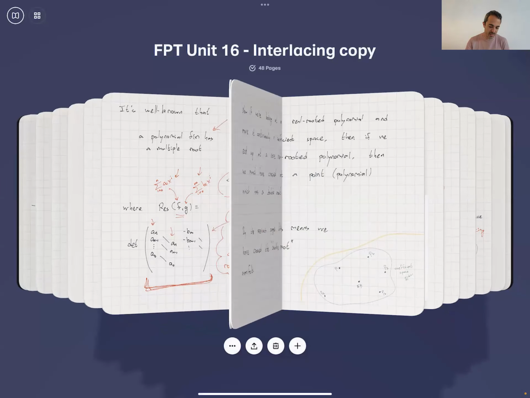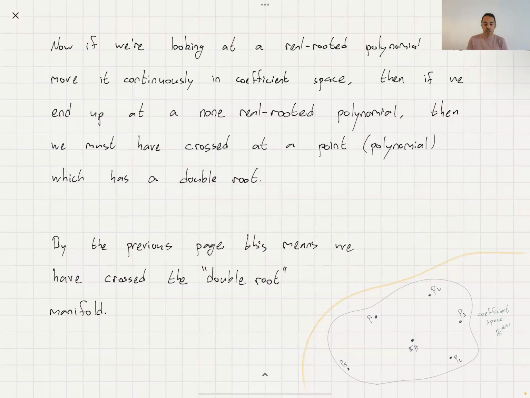So what does all of this have to do with us? The point is, and this is an observation, you can make a proof out of it, say you are in the coefficient space and you're looking at a particular point, namely a polynomial, and you're continuously moving it around, right? Like changing the coefficients continuously. And let's say that your starting point is a real-rooted polynomial.